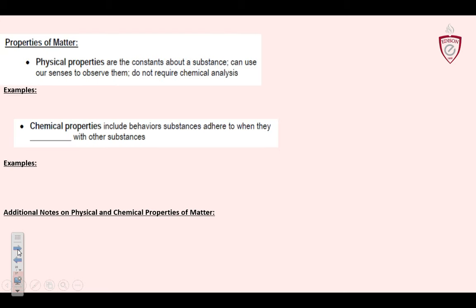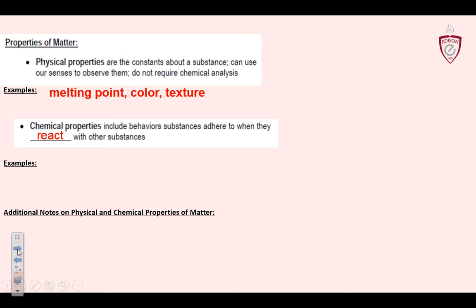Okay. So the properties of matter, there's physical and chemical properties. Physical properties are the constants about a substance. You can use our senses to observe them. They do not require chemical analysis. Things like melting point, color, texture. What does an object physically look like and behave like when we do things to it?